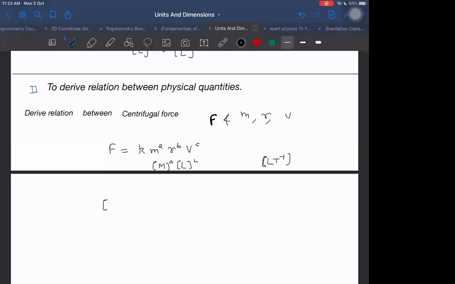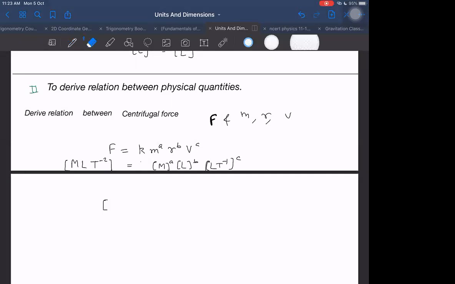M raised to power A, L raised to power B, and at last V raised to power C. And K I am assuming dimensionless, so I'm not taking dimensions of K. The left hand side is mass M, kilogram meter per second square. Meter means length, per second square means T raised to power minus 2. Now just equate.